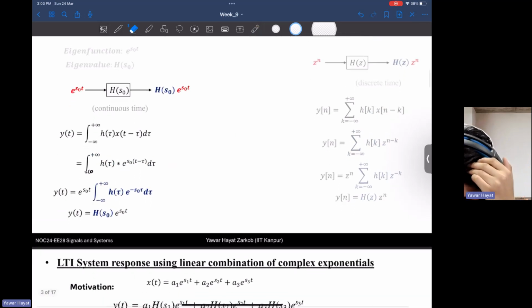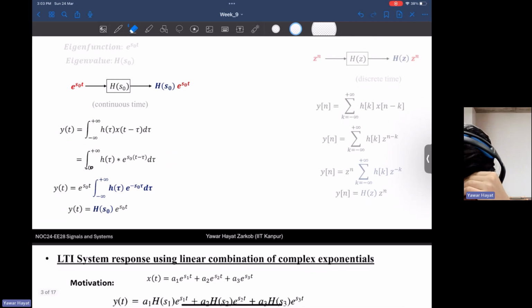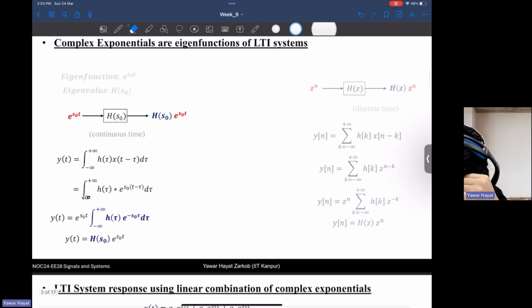This part is clear. Likewise, for the discrete time case, our complex exponential has the form z to the power n, where z is a complex number. Fed to a system having an impulse response h of n, the output would be h of z times z to the power n. Again, the eigenfunction would be this, right? And this would be the eigenvalue computed at a particular value of z.